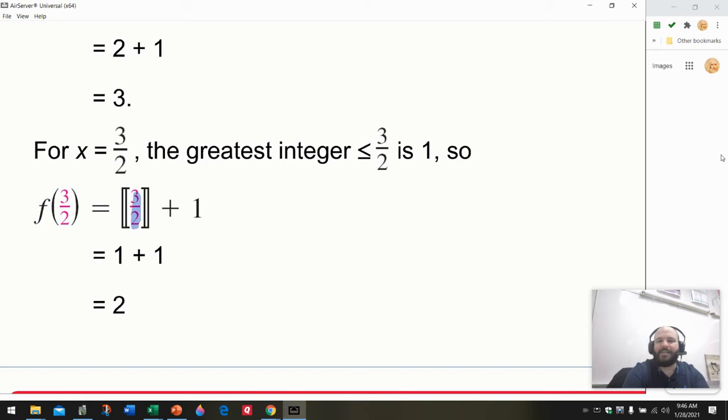Remember, 3 halves is 1.5. This function always rounds numbers down. So 1.5 would round down to 1. And you can see that's why the 1 gets replaced right there. So you have 1 plus 1, and so then the answer would be 2. So when you plug in 3 halves, you get 2 out.